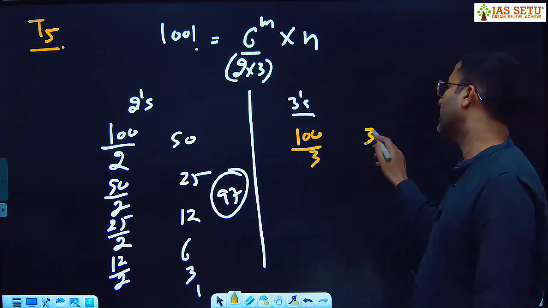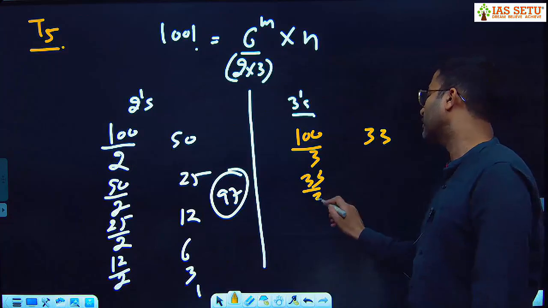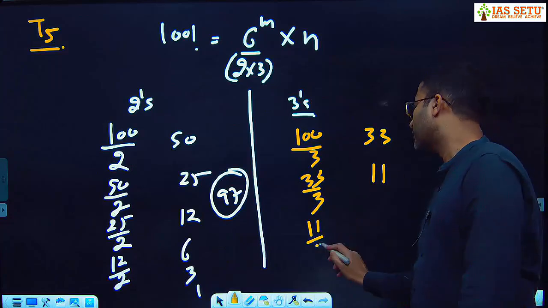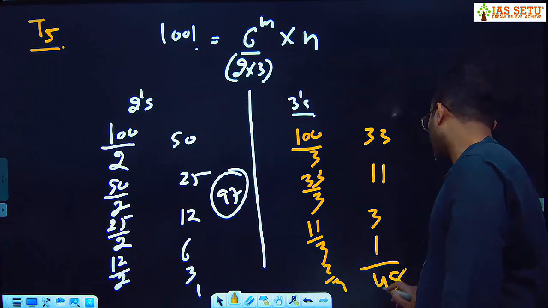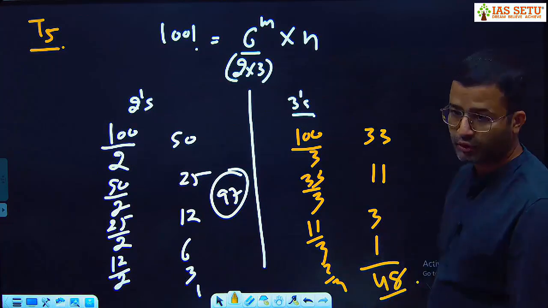So in 100 factorial, we will check how many 3s are there. 100 divided by 3 is 33, 33 divided by 3 is 11, 11 divided by 3 is 3, 3 divided by 3 is 1. So the total is 48. Which is lesser? The number of 3s is lesser.